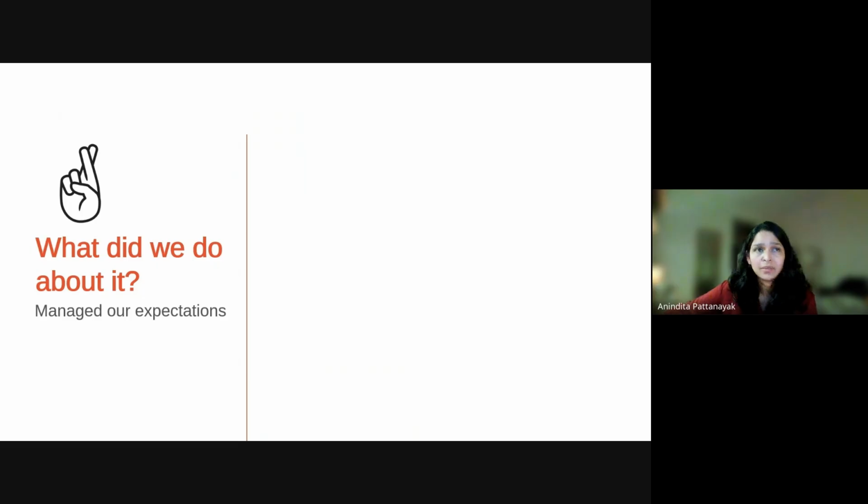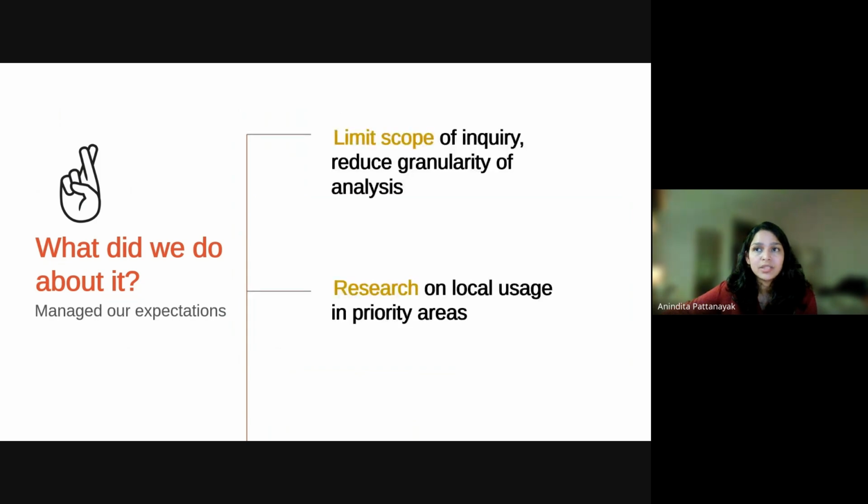So what did we do about this? We had to manage our expectations. In the beginning, we thought we could analyze many fields, but eventually we reduced our scope to only those fields that could reasonably be standardized to get relatively meaningful findings. And where possible, we try to do research and find out what those terms actually mean.